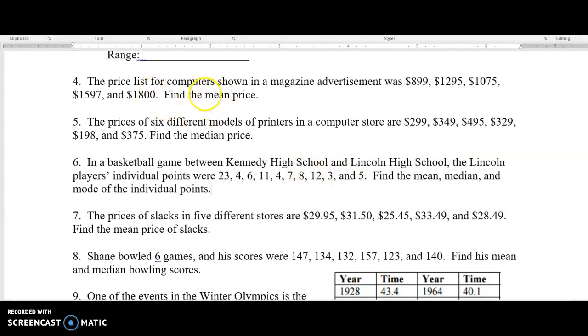Some of them are going to tell you to just name one thing, like this asks for the mean price. This asks for the median. However, this one asks you for mean, median, and mode. So if you look at this list, it looks like 4 repeats. So 4 would be our mode. Okay?